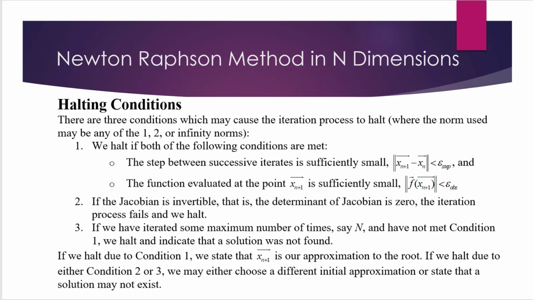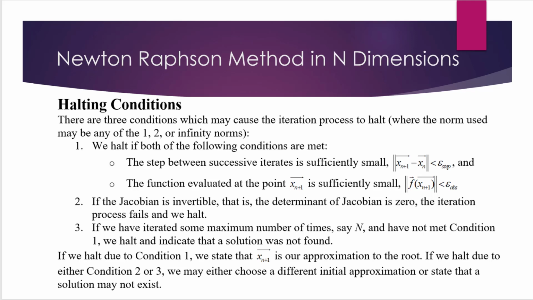The halting condition for the Newton-Raphson method in n dimensions is very similar to the halting condition for Newton-Raphson method for a scalar valued function. There are three different conditions which may cause the iteration process to halt. First, we halt if both of the following conditions are met. Condition A is that the step between successive iterates is sufficiently small, which means that the norm of the vector xn plus 1 minus xn is less than a constant, epsilon step.